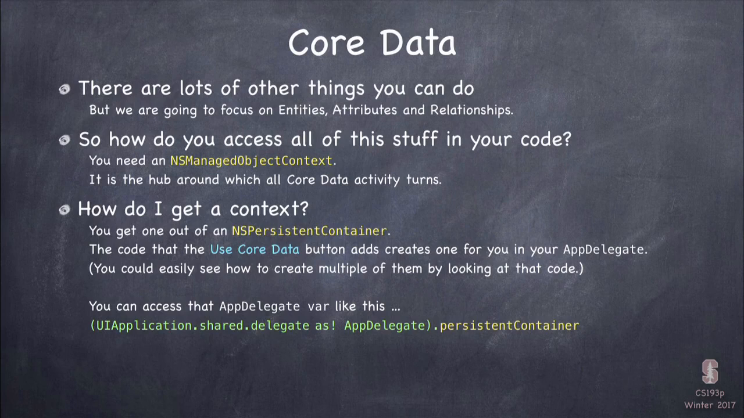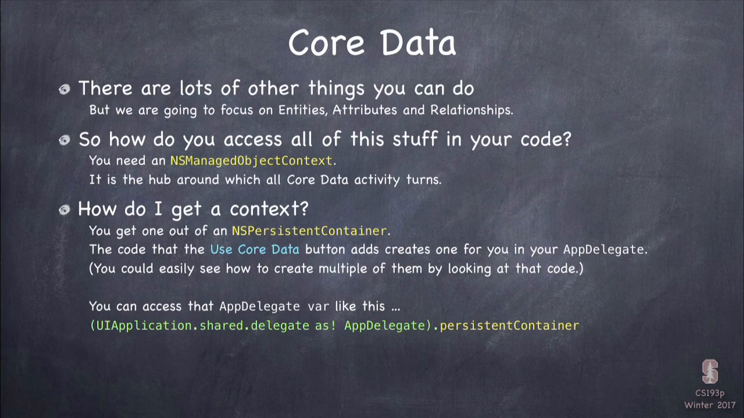Now, if you have the lazy var in your app delegate, how do you get that var? This is how you do it. You get a copy of the shared UIApplication. We haven't talked about this, but your app has this one and only UIApplication object that represents your application, and you get it by doing UIApplication.shared. It's a static var in the UIApplication class that gives you the shared one.